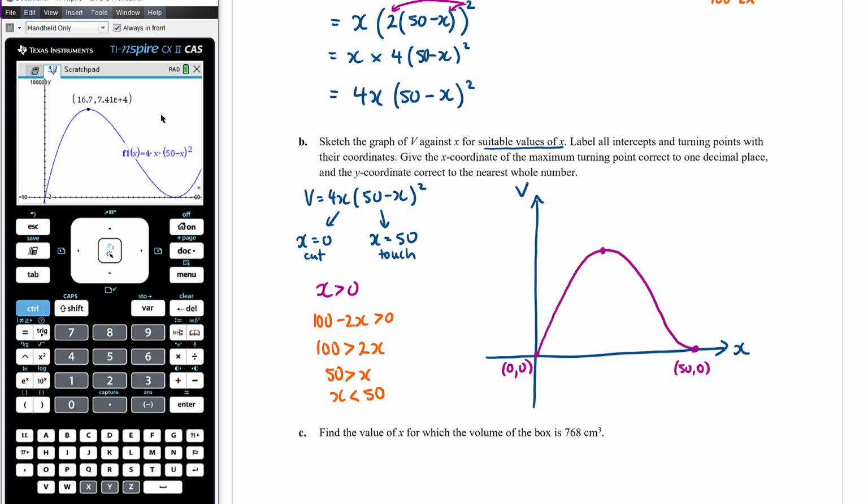Okay, so give the x-coordinate of the maximum turning point correct to one decimal place. Great, we're seeing that on my CAS, 16.7. And we want to give the y-coordinate to the nearest whole number. Now my CAS has reverted to scientific notation because this number is very big. So it is 7.41 times 10 to the power of 4. I don't write that down.